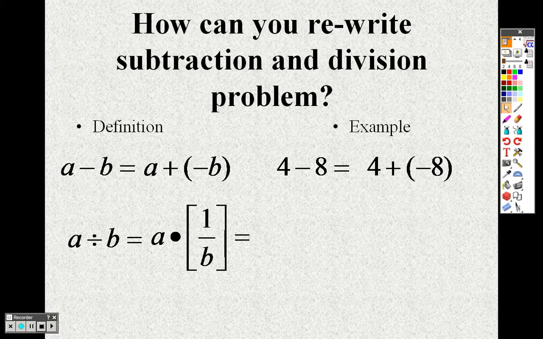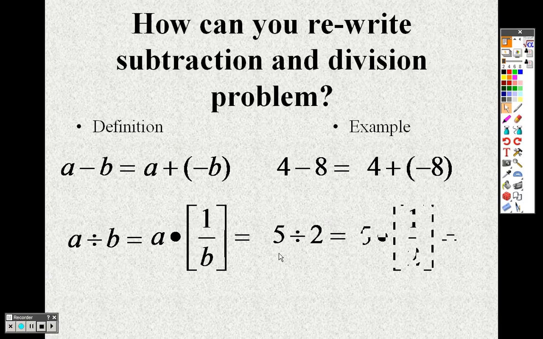What this is saying is a divided by b, you could rewrite it as a times the reciprocal if you really wanted to. Because keep in mind, a divided by b, you'll get a over b, right? Well, what's a times 1 over b? A times 1 is a, so you'll still end up with a over b, either way. So 5 divided by 2, we could rewrite that as 5 times 1 over 2, if we wanted to, which will still give us 5 over 2.